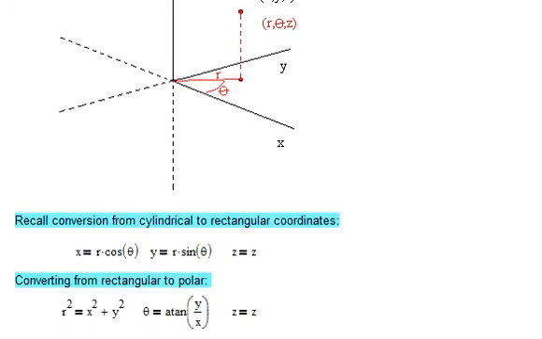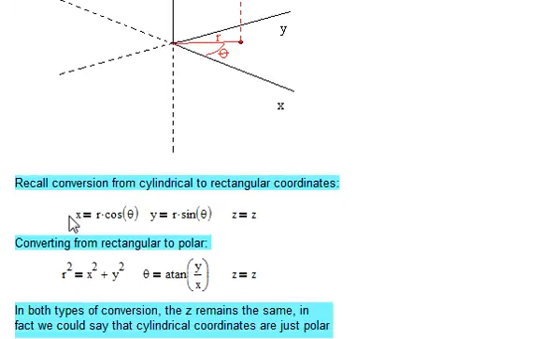So you might recall converting. That was always easy to do. X equals r cosine theta, y equals r sine theta. You could get this right from the definition. Cosine theta is x over r, sine theta is y over r. Done. And of course z equals z, nothing special there.